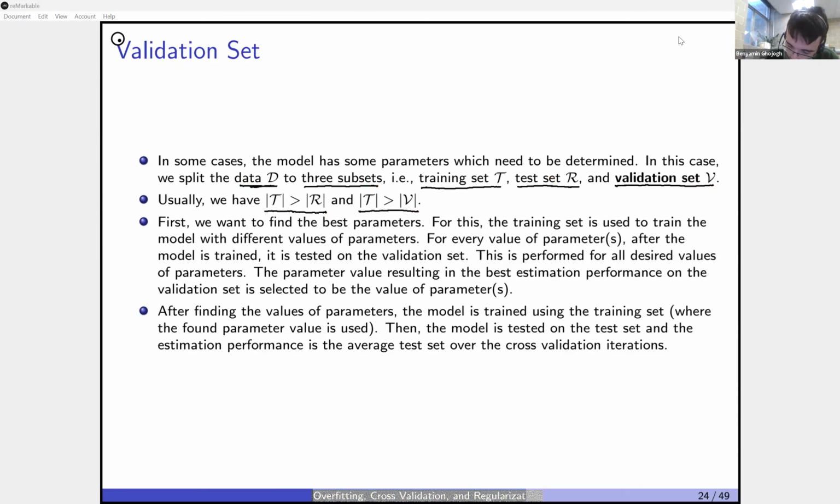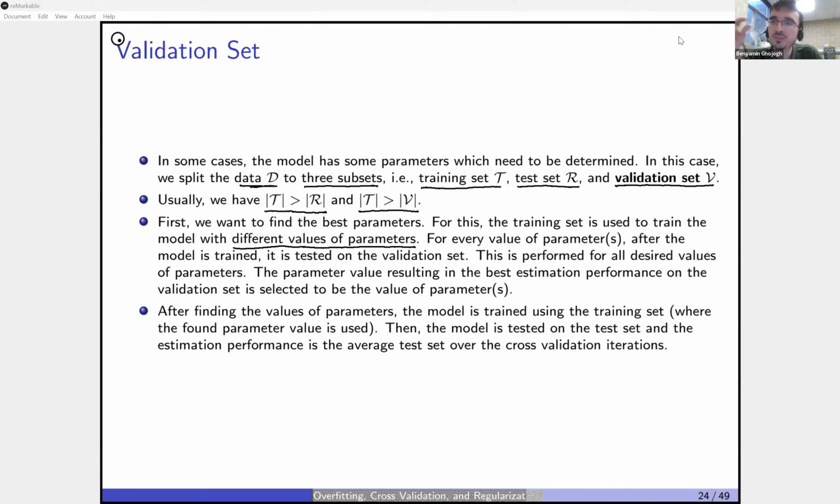First, we want to find the best parameters. For this, the training set is used to train the model with different values of the parameters. So, for example, we have some hyperparameter, alpha, and this alpha can be between 0 and 1. So the range of alpha is between 0 and 1.